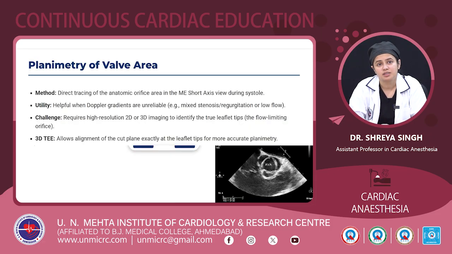So we have the planimetry method to measure the valve area. We use direct tracing of the anatomic orifice area, which is in the mid-esophageal short axis view during systole. It is helpful when Doppler gradients are unreliable, like in mixed stenosis or regurgitation or low flow states. The challenge is that it requires high resolution 2D or 3D imaging to identify true leaflet tips. And 3D TEE allows alignment of the cut plane exactly at the leaflet tips for more accurate planimetry.